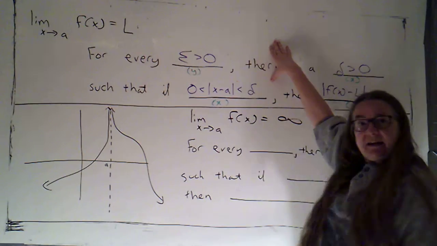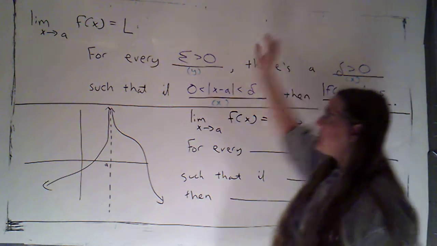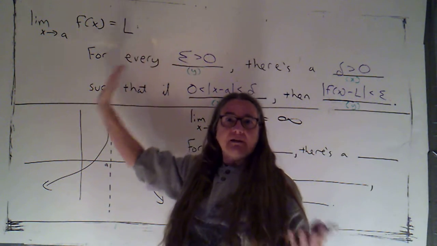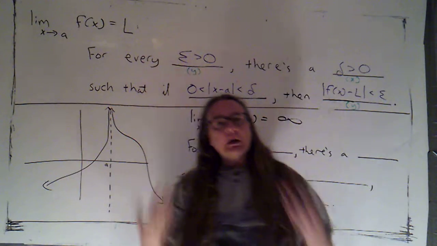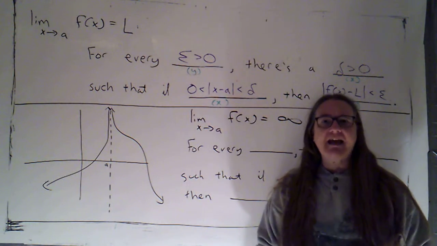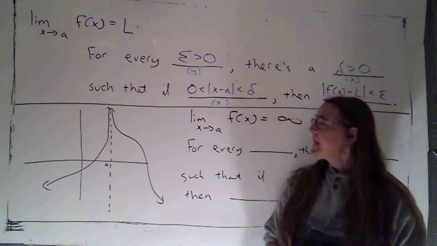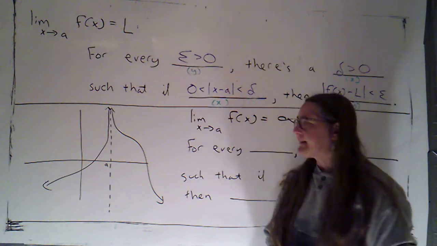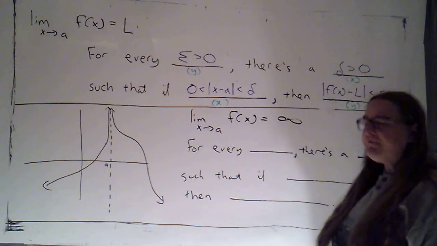I've still got up on the board here our basic epsilon delta definition for a two-sided finite limit of a function. Because with all other limits, we're just making some modifications to that basic model. So in the last video, we looked at one-sided limits. Here, we're going to look at infinite limits.